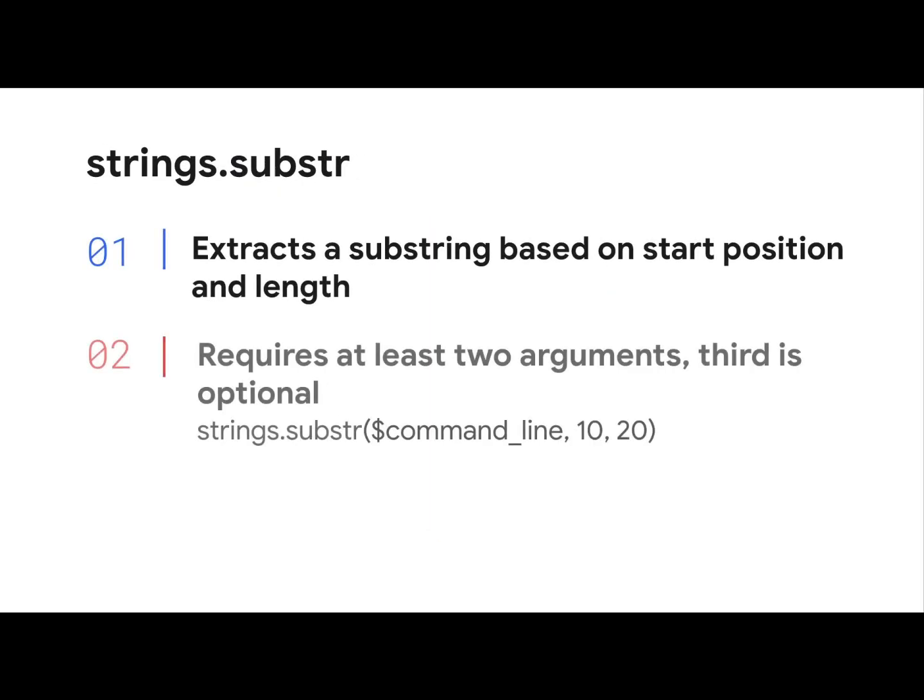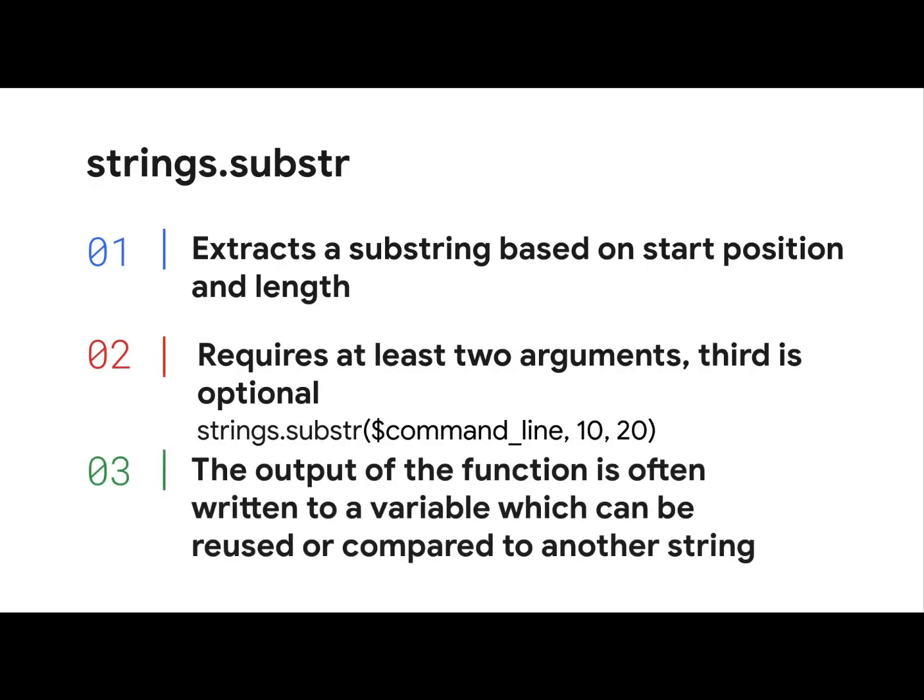The function strings.substring provides us the ability to extract a substring from a field or variable based on a start position and length. To use this function, we require the field or variable followed by the start position with that optional length. A start position of 1 or 0 will be the start of the string, and if no length is specified, the length will default to the end of the string.